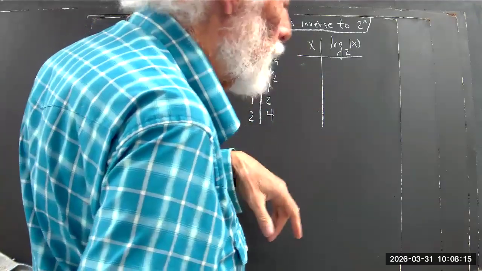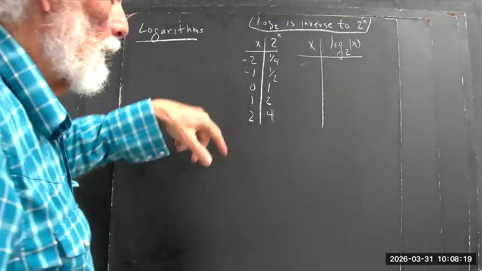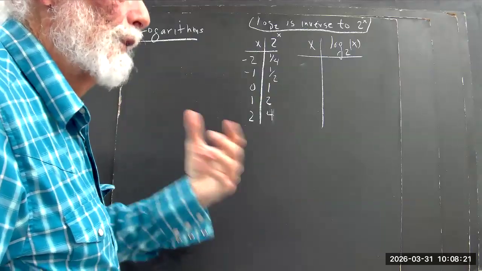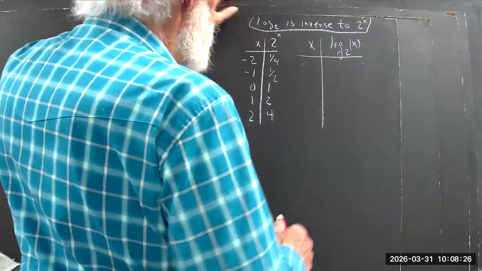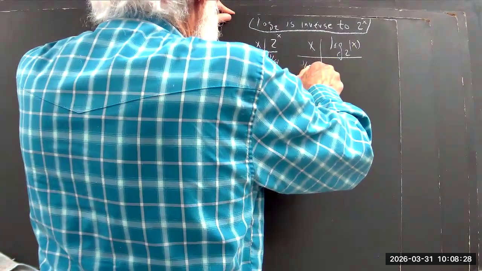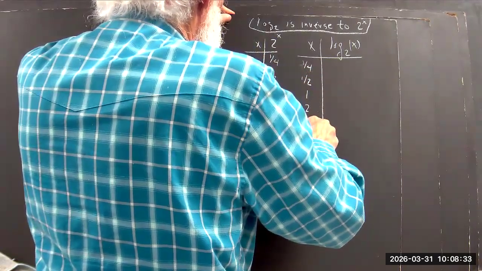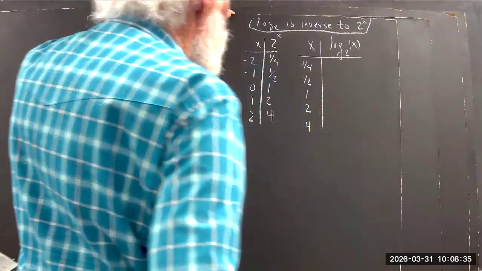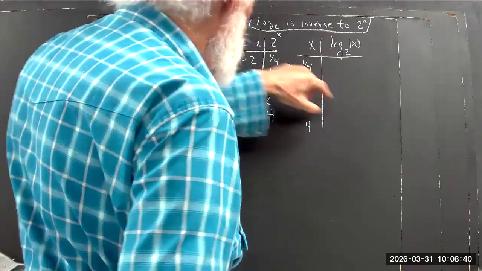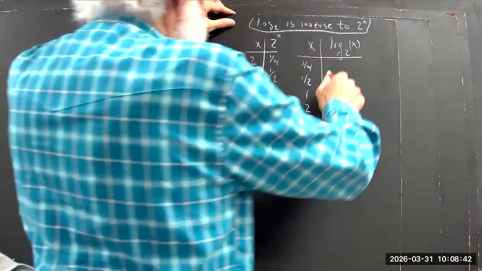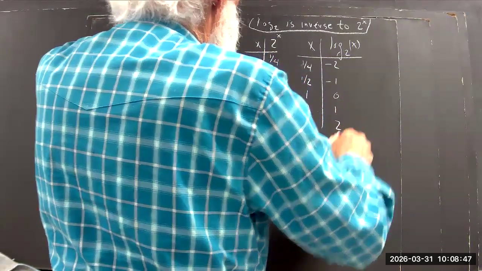Well, long story short, to get a table for log 2 of x versus x, you just reverse the columns, switch x and y. So your y, which would be your 2 to the x here, becomes your x: 1/4, 1/2, 1, 2, 4. And your log 2 of x, that's your y in this table. That's going to be your x from the previous table. So you get -2, -1, 0, 1, 2.